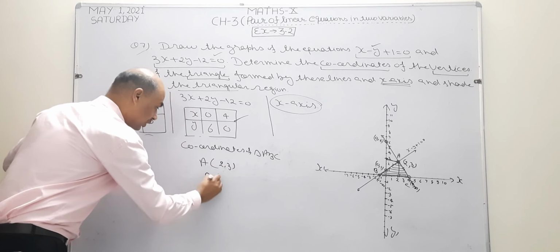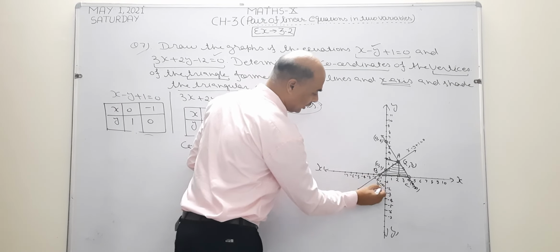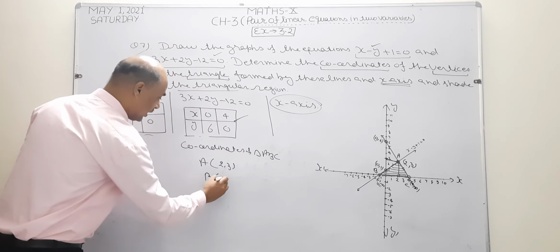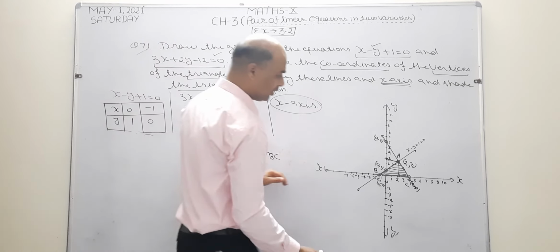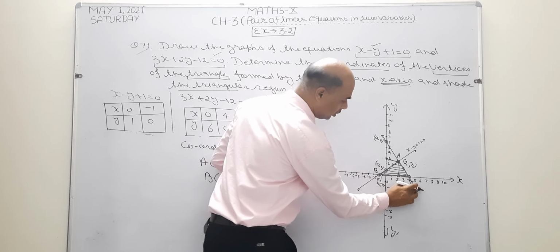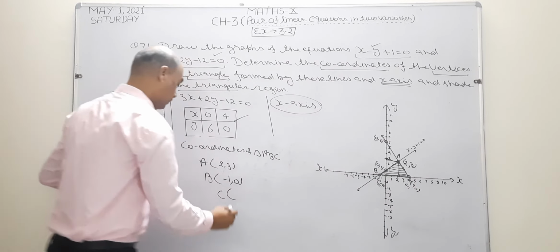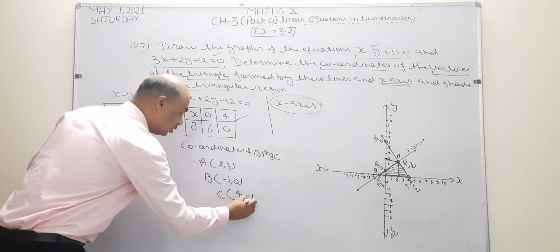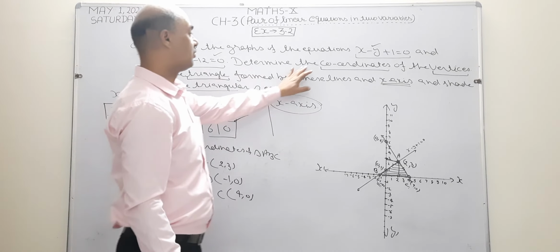Now I want to write the coordinates of B. See, already given. The coordinates of B are already written here. What are the coordinates of B? Minus 1 and 0. Now I want to write the coordinates of C. Where is point C? Here. The coordinates are already written, which is 4 and 0. So the coordinates of C become 4 and 0. So these coordinates are required to find.